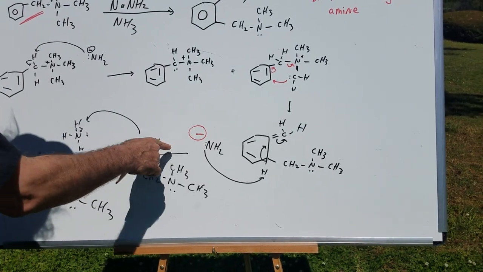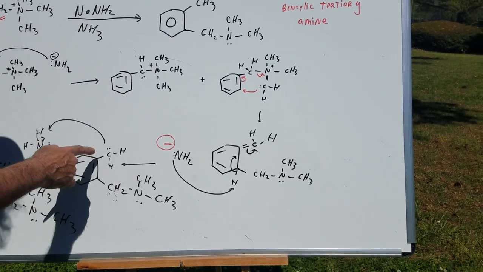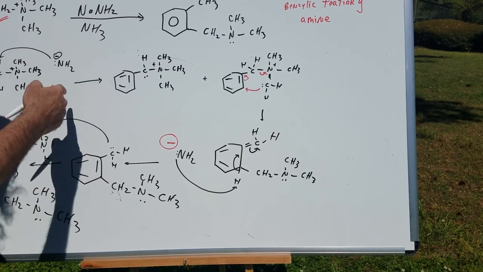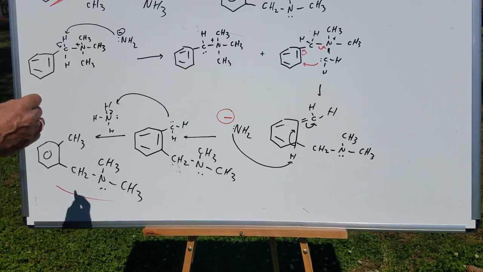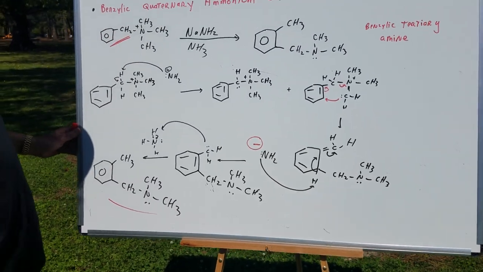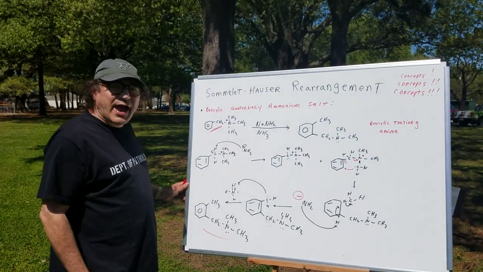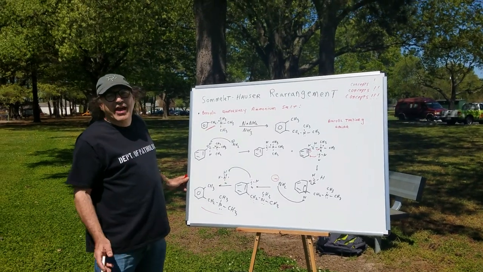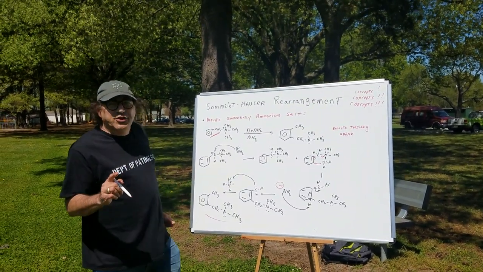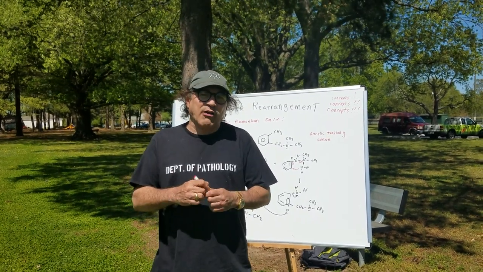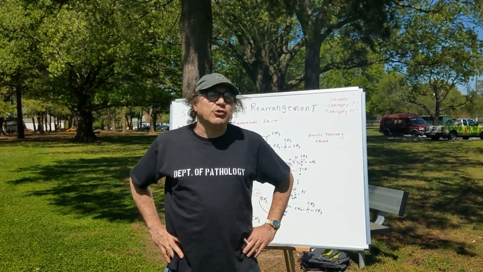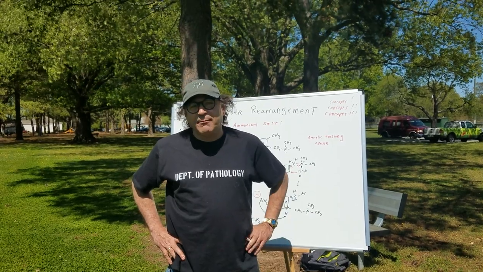Once we get this, we've got this nice anion. We have ammonia as the solvent. We pick up an H, and therefore I finish the job. That's how you do a reaction that's feared in organic chemistry, known as the Sommelet-Hauser rearrangement. Pretty straightforward. But the important thing for you to do, if you're looking for authority, understand the concepts. All right, I hope this helps, and you were as enchanted as I am with the Sommelet-Hauser rearrangement.